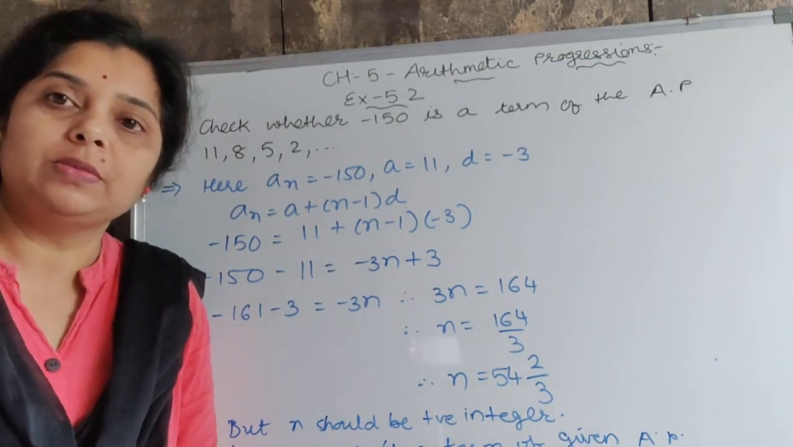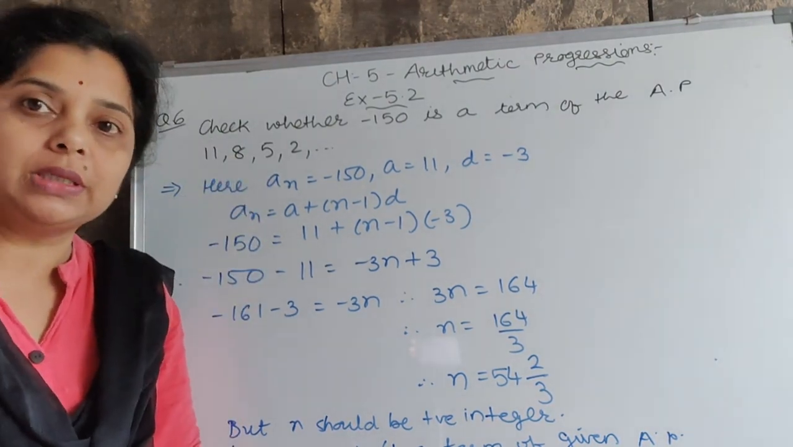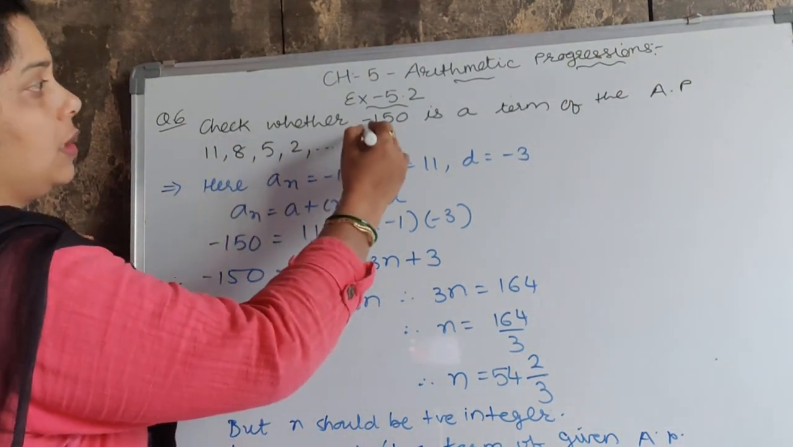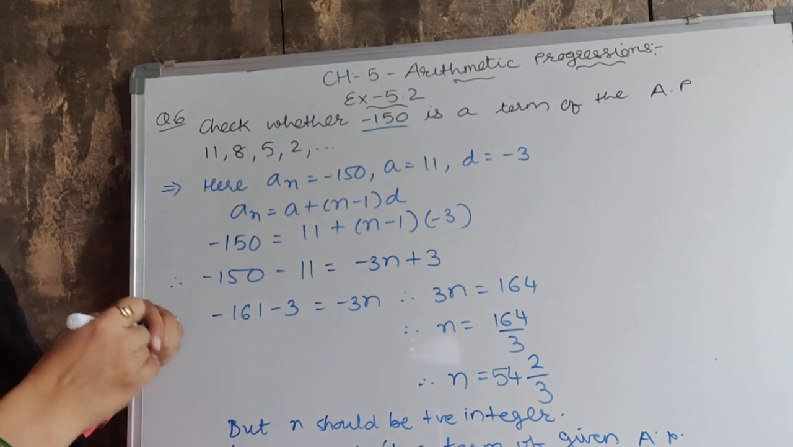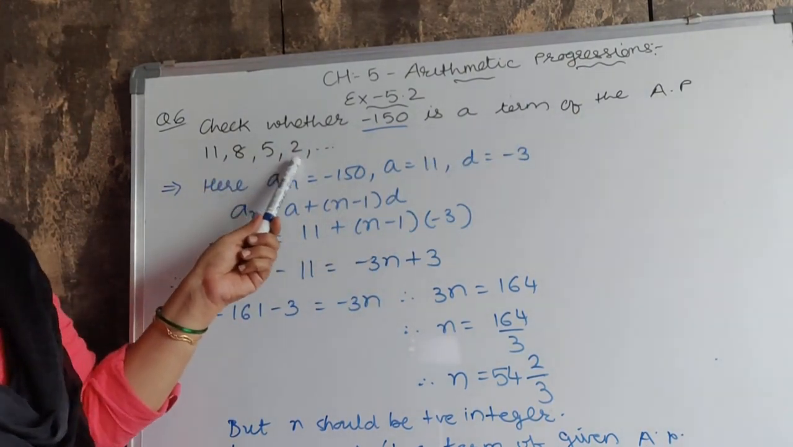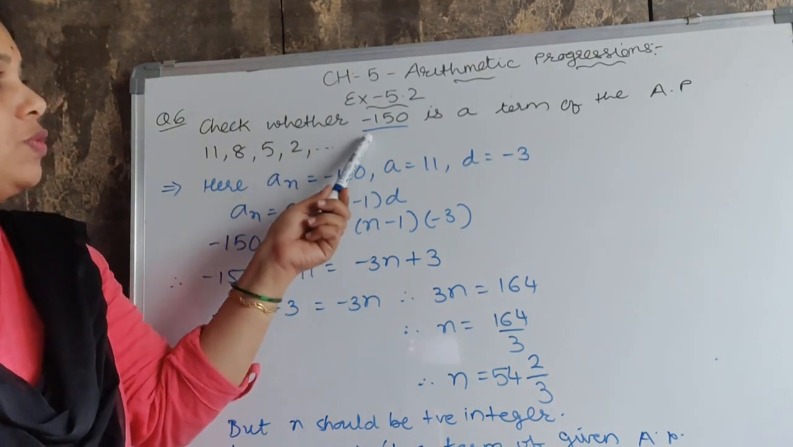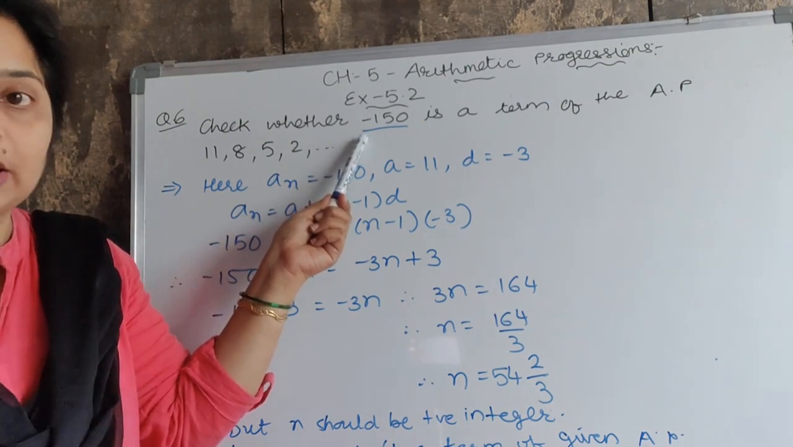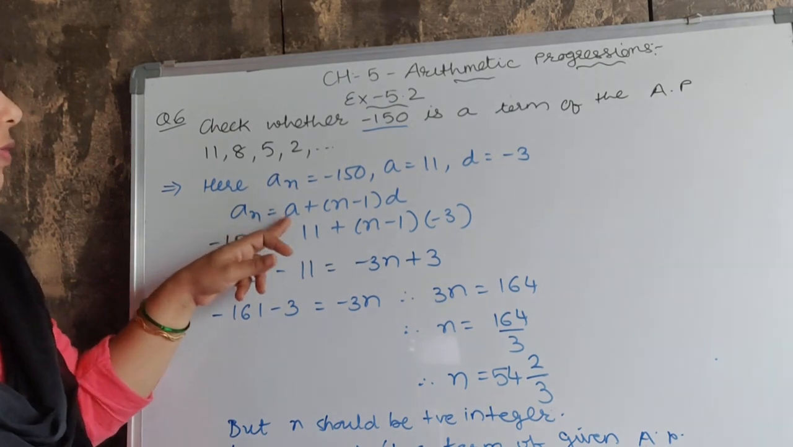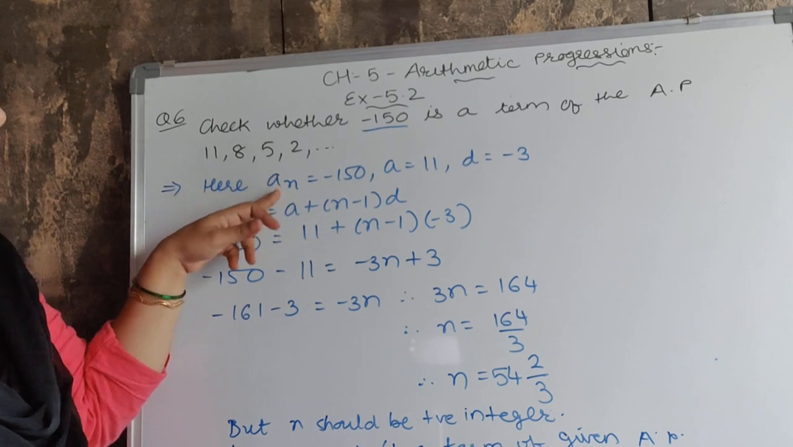Question number 5 is similar to question 4, so you can easily do it. Now let's continue with question number 6. Check whether minus 150 is a term of the AP 11, 8, 5, 2 onwards. So we are asked to check whether minus 150 can be a term or not. For that we again use the formula an is equal to a plus n minus 1 d. Minus 150 is a term, it means it is an.